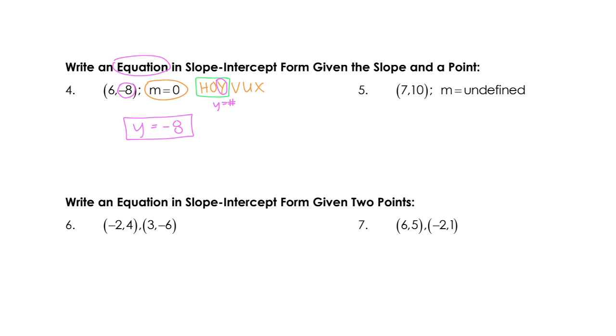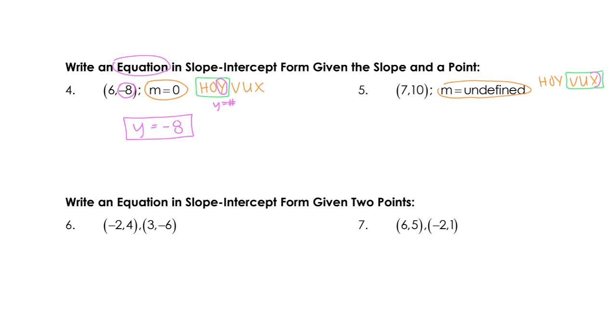So then again, looking at number 5 here, if I see the slope being undefined, I should automatically be thinking of HOY-VUX. Now in this case, undefined is part of VUX, so we know that we have to use one piece of information from that. Again, we're still trying to write the equation.